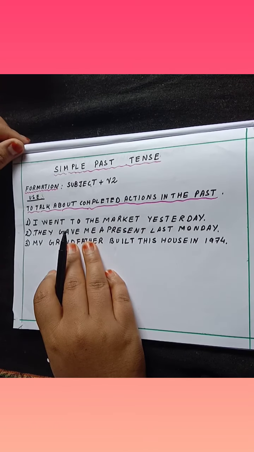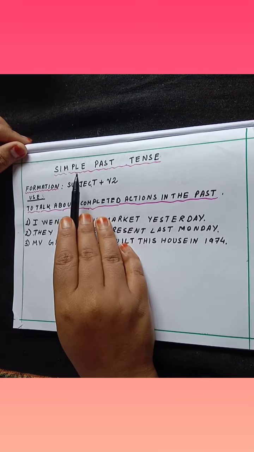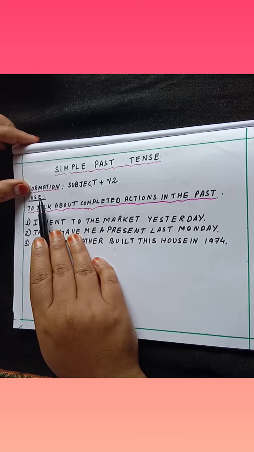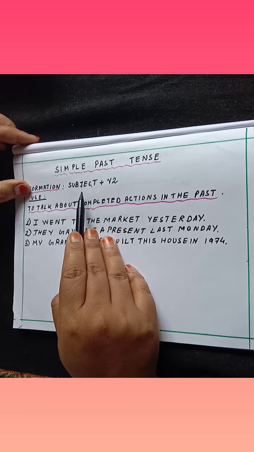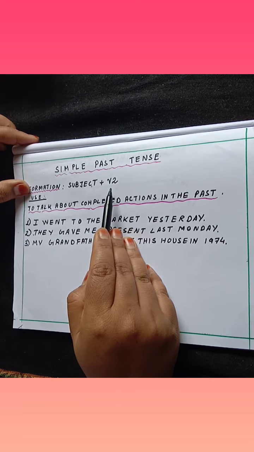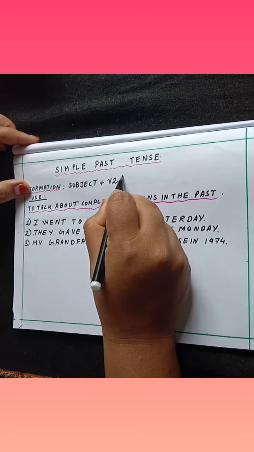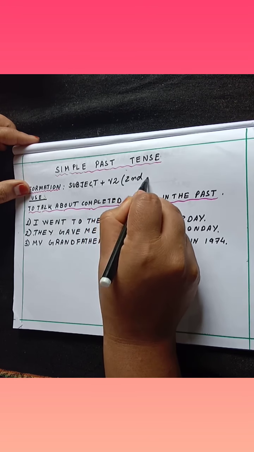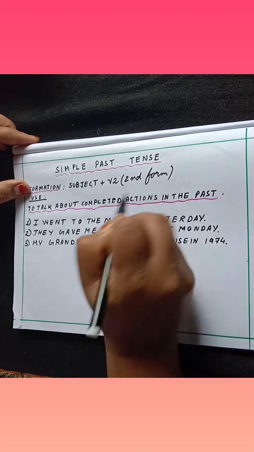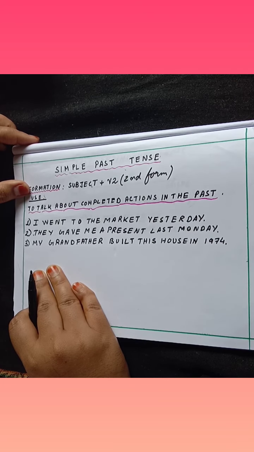The first aspect of past tense is simple past tense. The formation of simple past tense is subject plus V2, the second form of the verb. The second form of the verb is the past form of the verb. The second form of the verb give will be gave: give, gave, given; eat, ate, eaten.